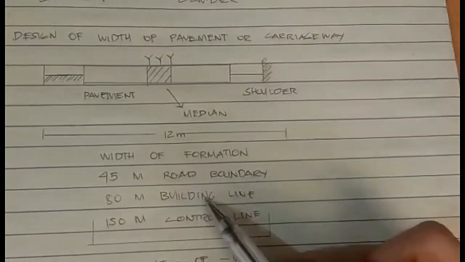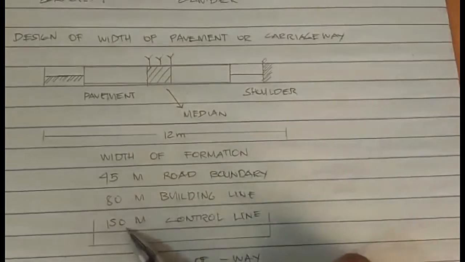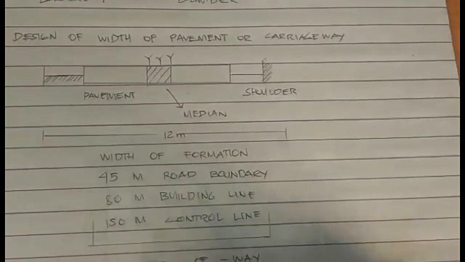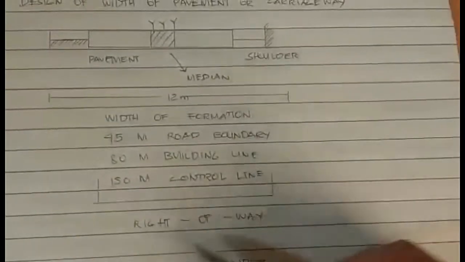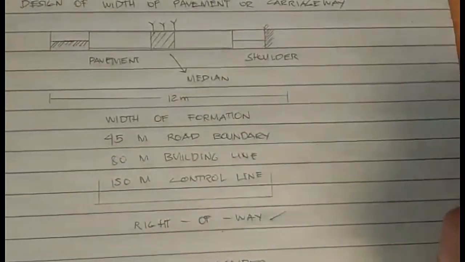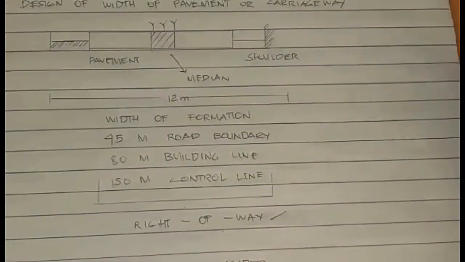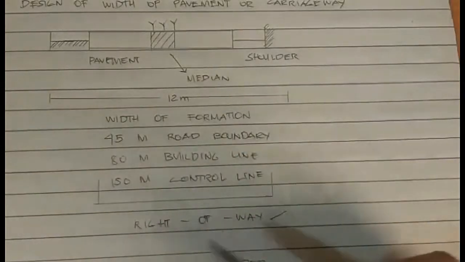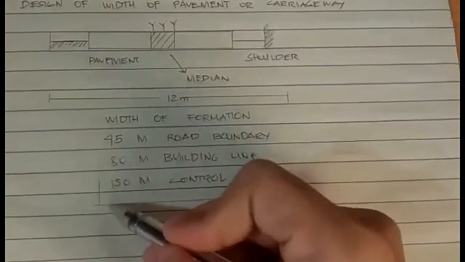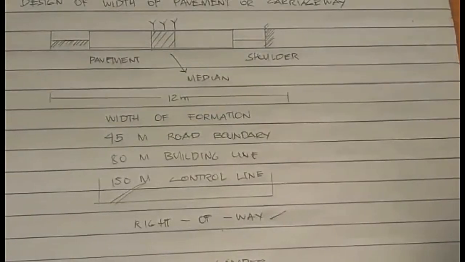At 80 meters, there will be a building line. And at 150 meters is the control line, and this complete 150-meter control line is known as right-of-way. So the actual width of the right-of-way of our whole pavement is 150 meters.